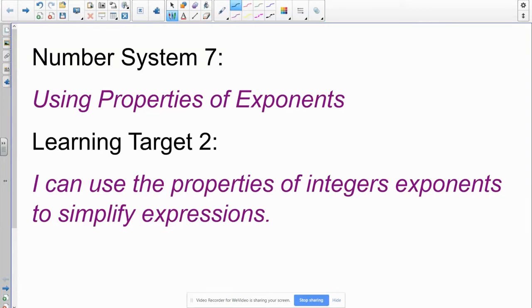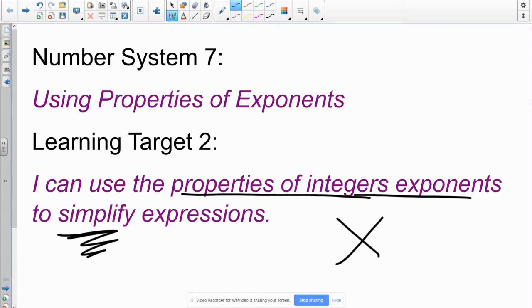Number system 7, using properties of exponents. The learning target we're looking at today is: I can use properties of integer exponents to simplify expressions. So we're not going to evaluate them, which means to solve them. We're just going to simplify them. And the two properties we're looking at today have to do with multiplication and division.